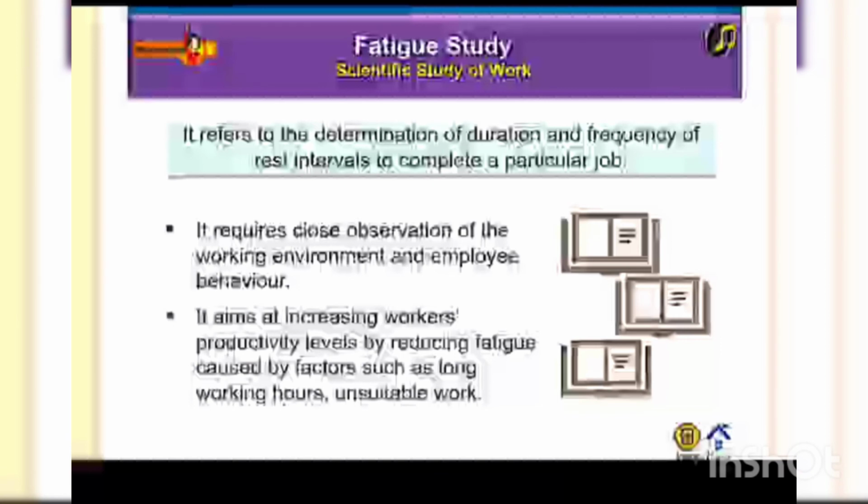Moving on to the next one, we have fatigue study. Every person who is working will feel tired. This is obvious. He can feel physically as well as mentally tired. So we need rest intervals. The rest intervals will help them to regain stamina and work again with the same capacity. This will result in increased productivity. So fatigue study seeks to determine the amount and frequency of rest intervals in completing a task.